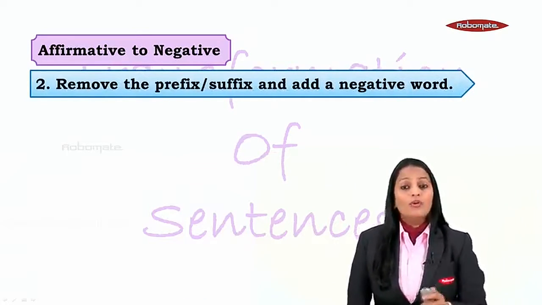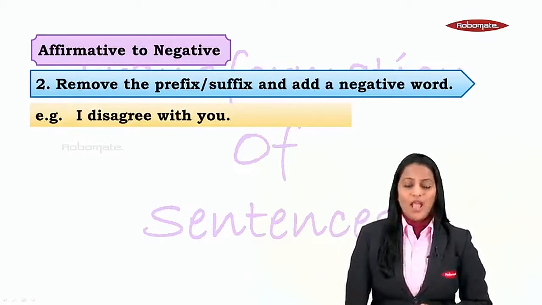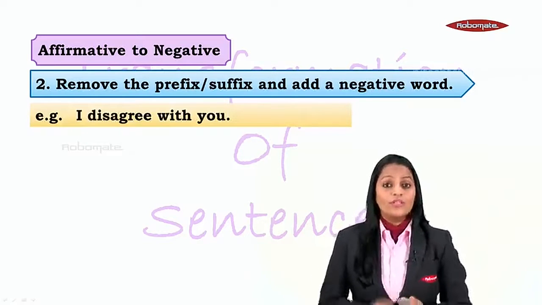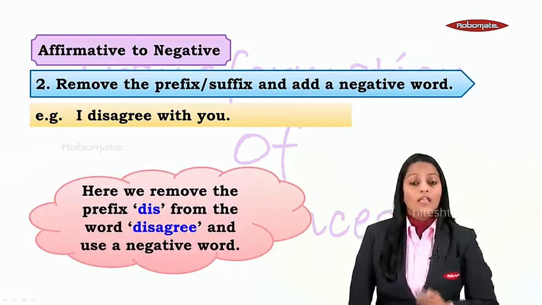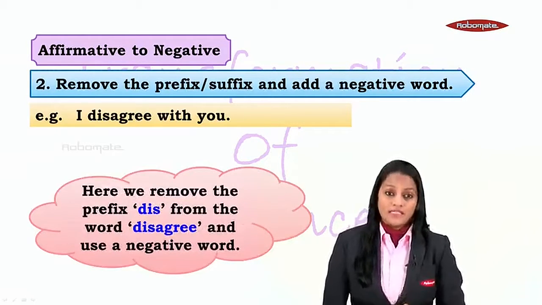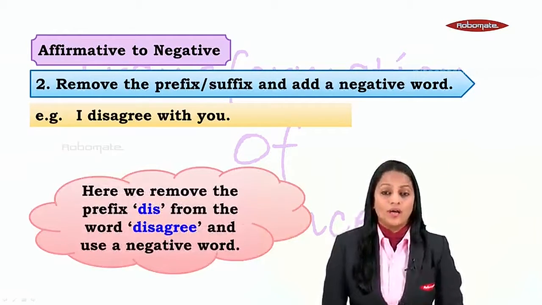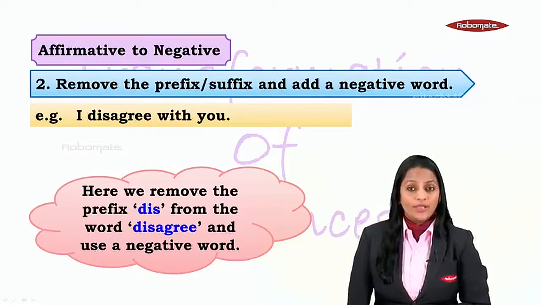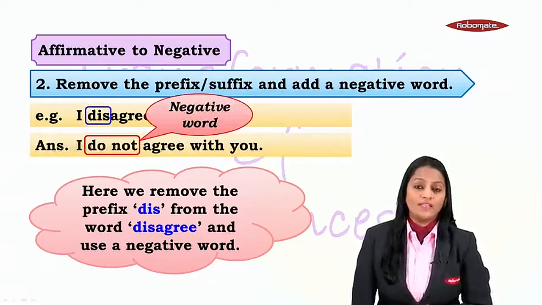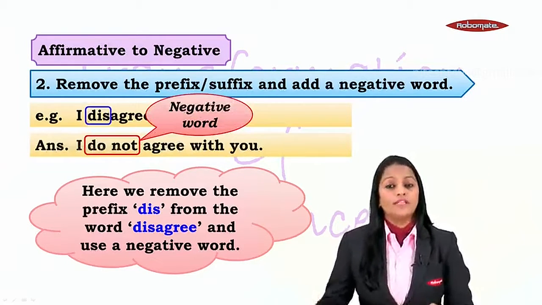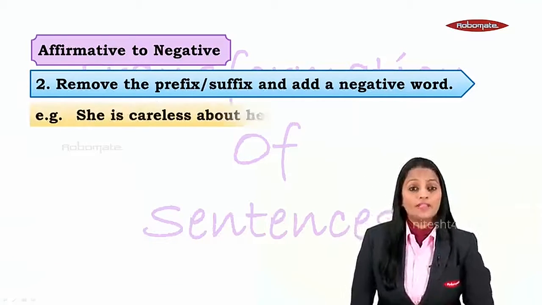Next one, remove the prefix or the suffix and add a negative word. I disagree with you. Students, here, disagree. The word has a prefix over there, that is dis. Here, we remove the prefix dis from the word disagree and we use a negative word. So, I disagree with you will become I do not agree with you. We have used a negative word there, and of course we remove the dis and we use agree. This is one method. Now let's see with the suffix.